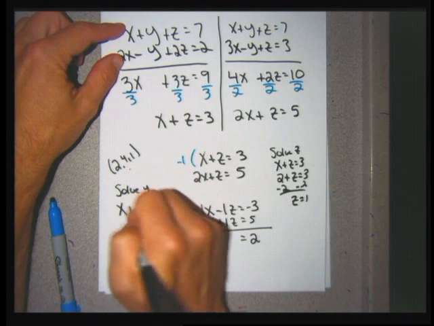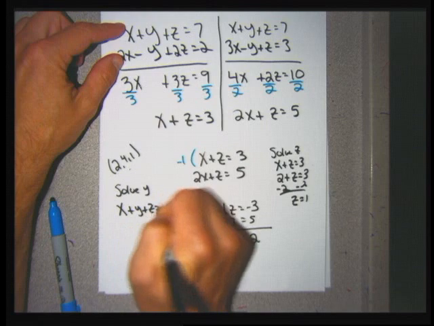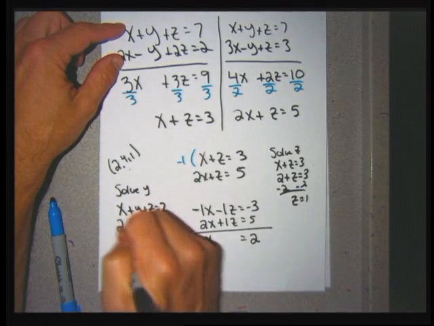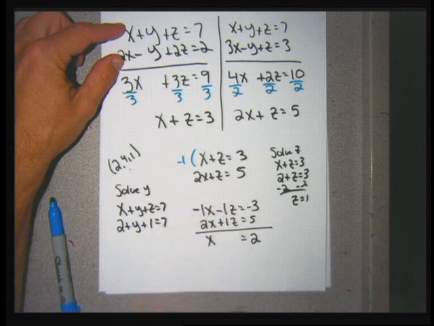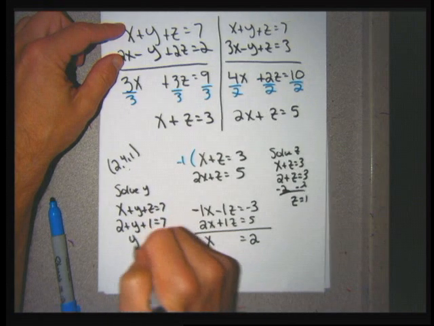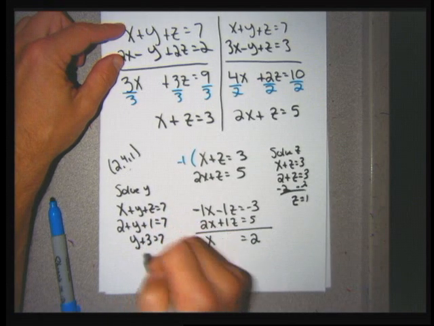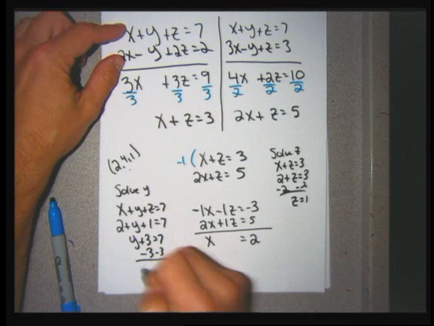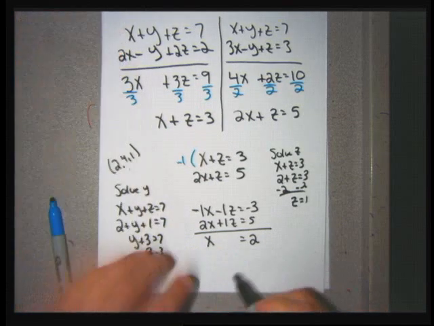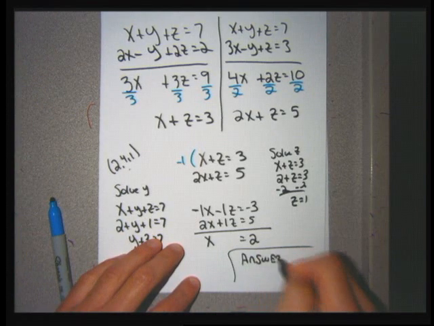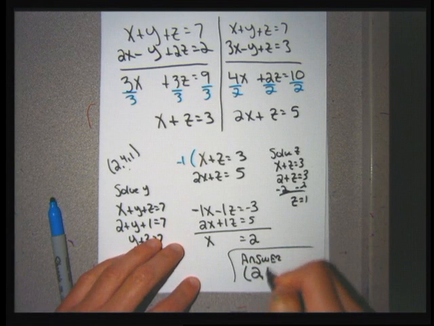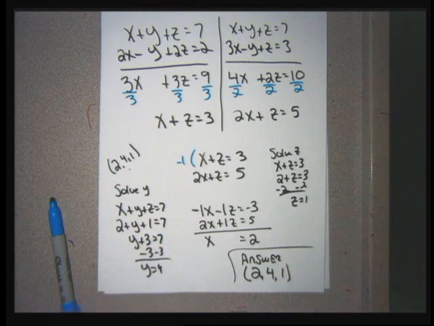x plus y plus z equal to 7. Plug in 2 for x, 1 for z. That gives me 2 plus y plus 1 equal to 7. That gives me y plus 3 equal to 7. I subtract 3 from both sides and get y equal to 4. So my answer, that can be checked, but it takes a long time to check, is x equal to 2, y equal to 4, z equal to 1.